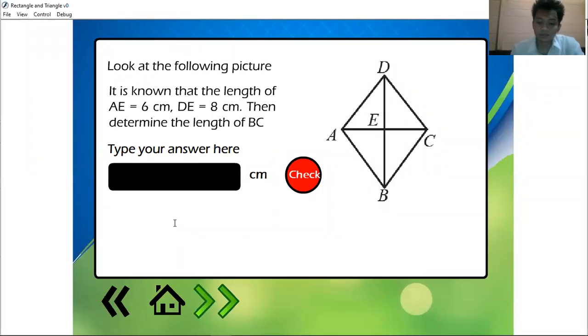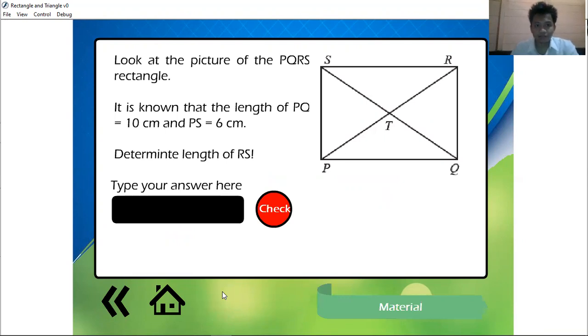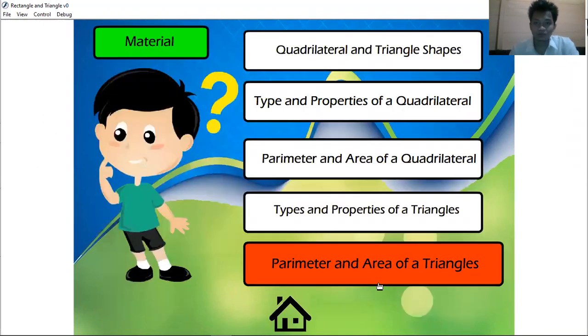Next, the student can answer 10. Then that is correct. Next, the picture shows rectangle PQRS. It is known that the length of PQ is equal to 10 cm and PS is equal to 6 cm. Determine the length of RS. Okay, it's correct. Let's come back to the material menu.